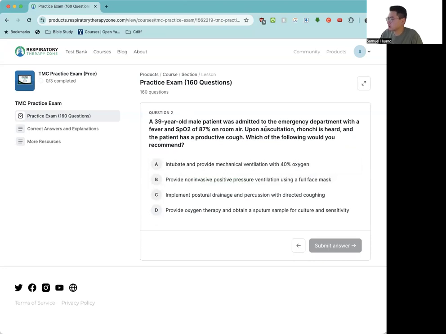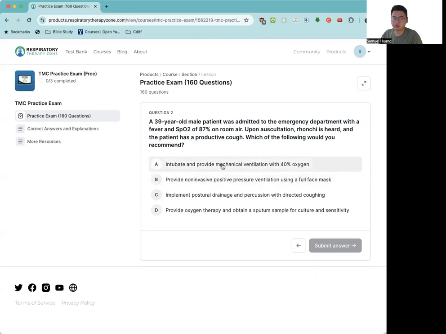39-year-old male, fever, SpO2 87%, so desaturation and fever, thinking some kind of infectious process most likely. Fever and desaturation, maybe pneumonia, COPD exacerbation, bronchi is heard, productive cough. So kind of thinking more along the lines of pneumonia and COPD. Would you intubate? Probably not.